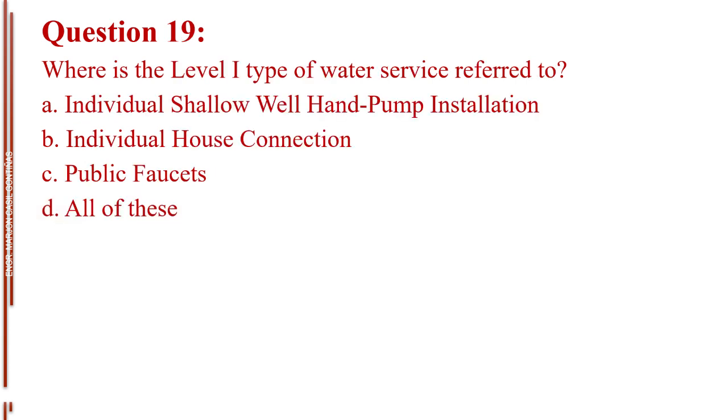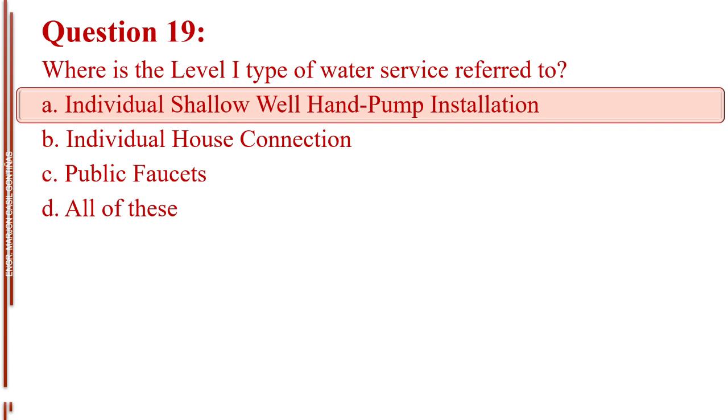Question number 19. Where is the level 1 type of water service referred to? Letter A, individual shallow well hand pump installation. Letter B, individual house connection. Letter C, public faucets. Letter D, all of these. The answer is letter A, individual shallow well hand pump installation.